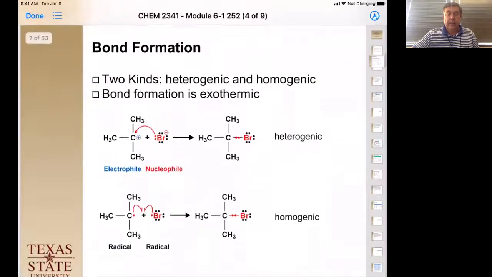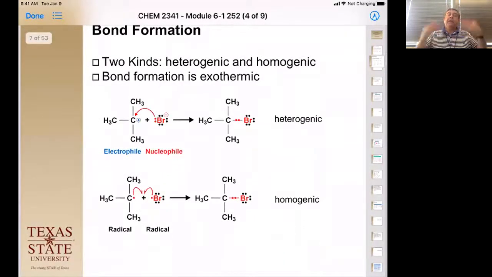Now, the next thing we have: if we can break a bond, we can also form bonds. So we can do it two ways. Again, we can do it heterogenically. Heterogenically means we have a positive charge and a negative charge. That negative charge turns into that new sigma bond, giving us our new bond. And this bond forming reaction is exothermic, gives off heat, because we lose the potential energy from the two other components, and it's being lost in the formation of that new bond.